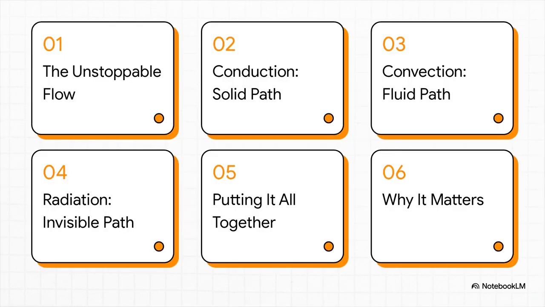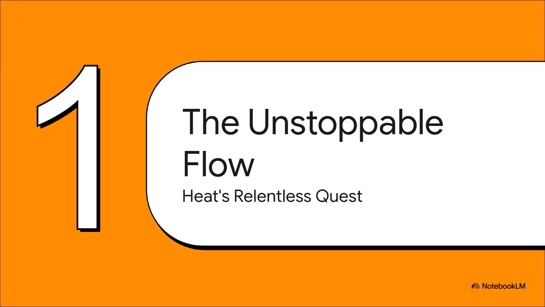So here's our game plan. First, we'll talk about the unstoppable flow of heat itself. Then, we'll break down the 3 ways it moves: conduction through solids, convection through fluids, and radiation through, well, nothing at all. After that, we'll see how they all work together. And finally, we'll talk about why this stuff really matters. All right, let's get started.